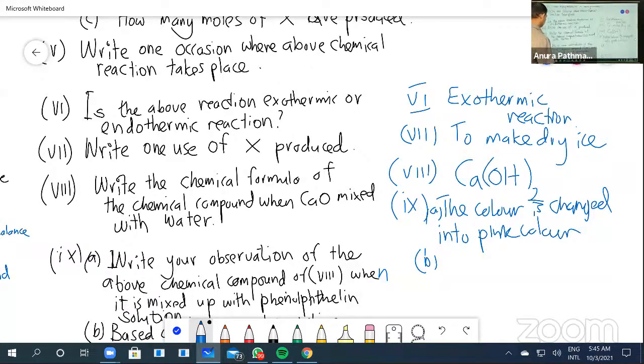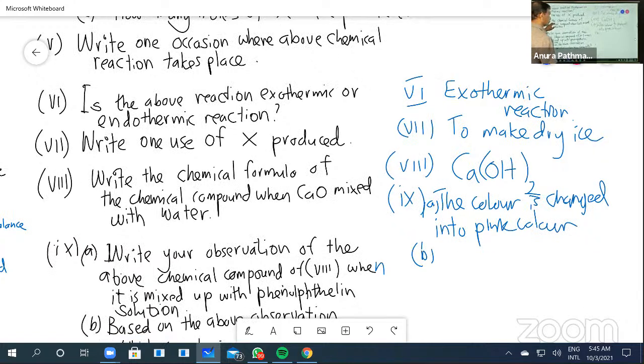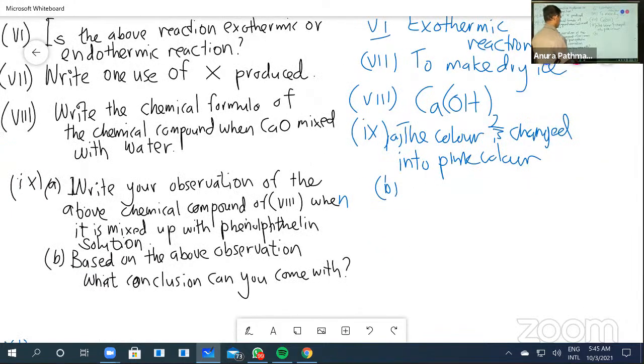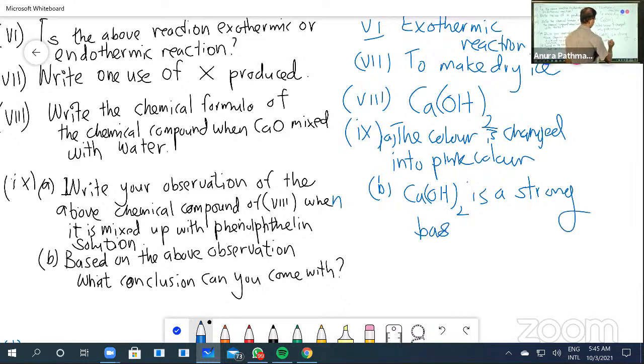B. Based on the above observation, what conclusion can you come to? Calcium hydroxide is a strong base. It's a strong base, right? A strong base.